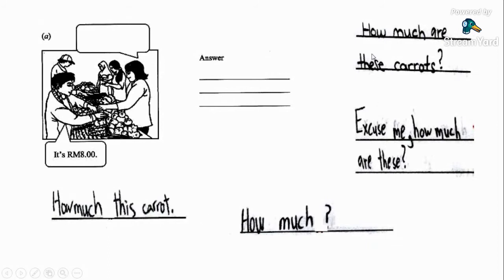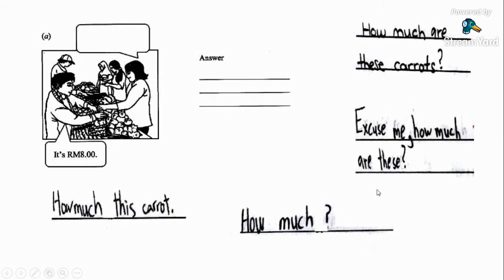If I was marking, the first answer: how much are these carrots? The answer is grammatically correct. Punctuation, capital letter, okay. There is a question mark, okay. Grammar is okay. How much are these carrots? Okay. So I will give them 2 marks for this. This answer will get 2 marks.